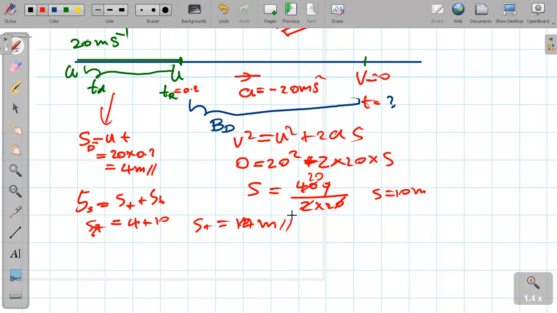Could you calculate this one alone? No? Yes, sir. Little one?